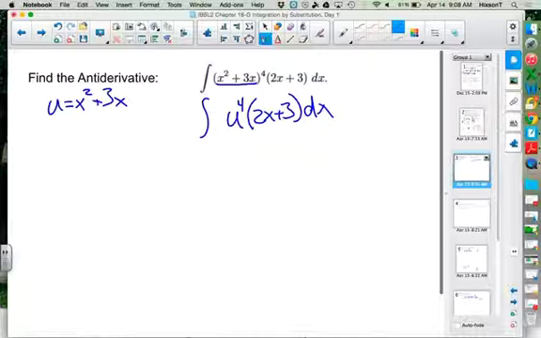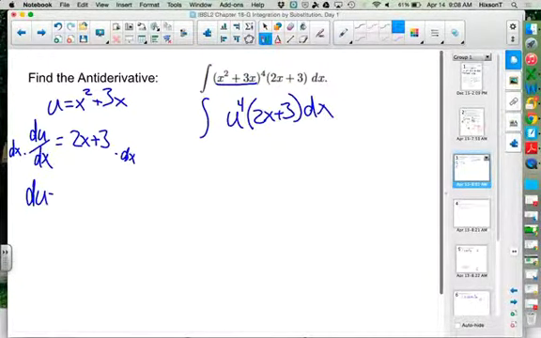Now, du/dx is just the derivative of x squared plus 3x, so 2x plus 3. So now I'm going to multiply both sides by dx, and I get my du to be 2x plus 3 times dx. Alright?